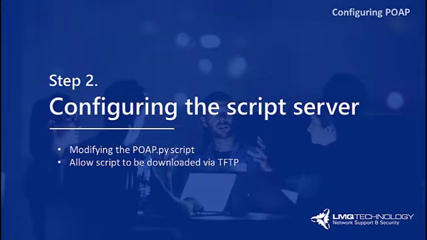Now that our DHCP server has been configured, the next step is to configure our script and the TFTP server from where it will be downloaded. In our example, our script server will also act as our image and configuration repository server.